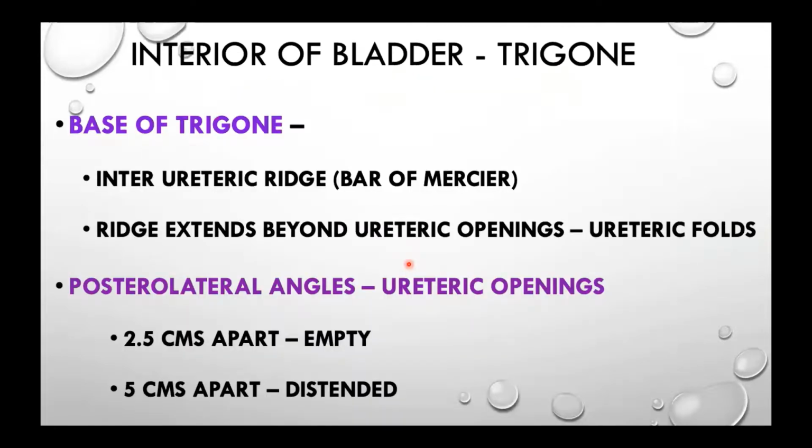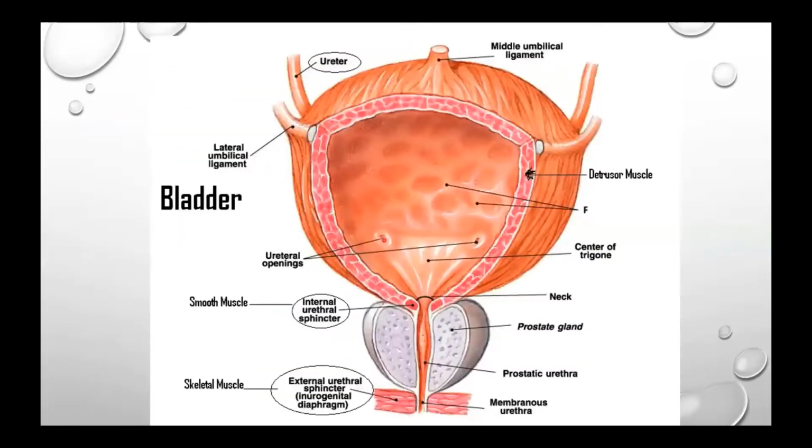The two openings of the ureters at the two angles of the trigone are around 2.5 centimeters apart when the bladder is empty, and when the bladder is distended, they are around 5 centimeters apart. Yeah, I think this information is okay.